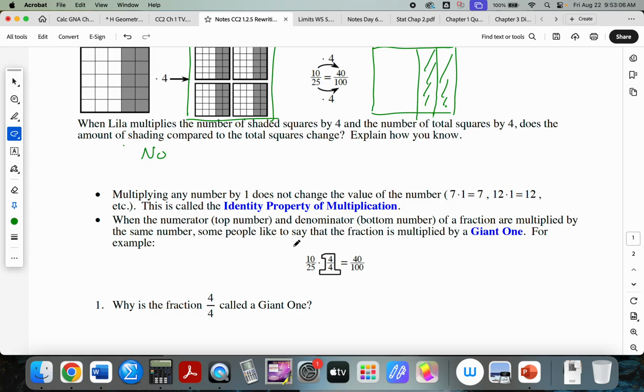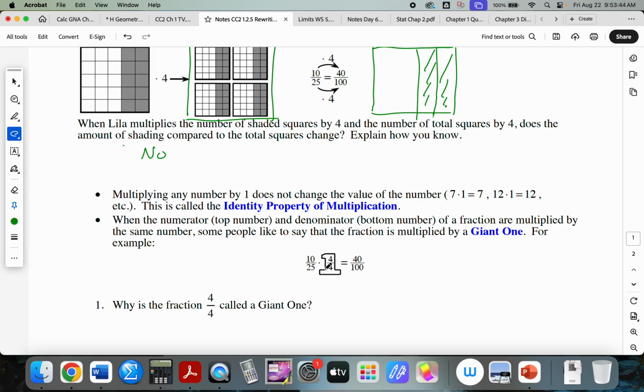So when the numerator, that is the top number, and the denominator, that is the bottom number, of a fraction are multiplied by the same number, some people like to say the fraction is multiplied by a giant 1. For example, 10 over 25 times 4 over 4. When you multiply by 4 over 4, what is 4 divided by 4 equal to? Everybody. It's equal to 1. And when you multiply by 1, do you change the value? No. Do you change the way it looks? Yes. And that's what's going on.